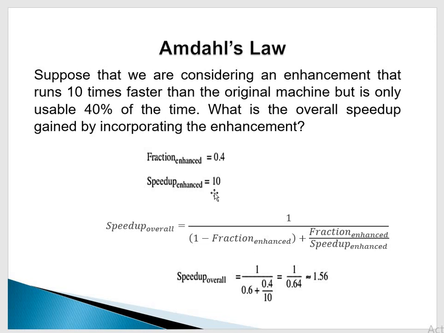So speed up enhanced will be 10. If we have to calculate the overall speedup, the impact of this enhancement on the performance of the total machine, we can calculate it using this equation, as we have already discussed. By putting in the values of fraction enhanced and speedup enhanced, we get this equation, and after solving it, the overall speedup will be 1.56.